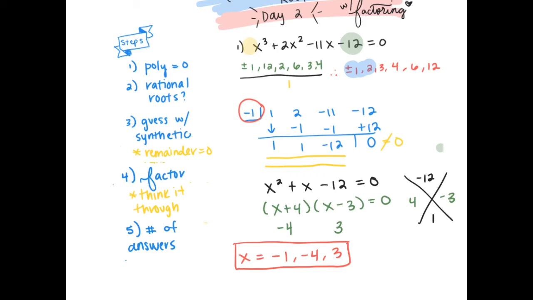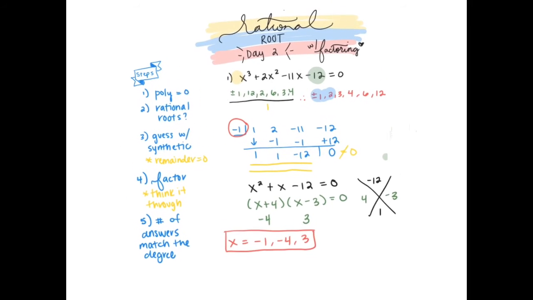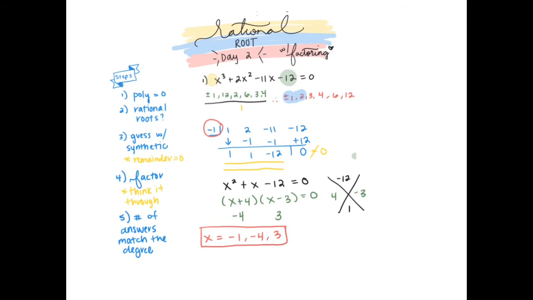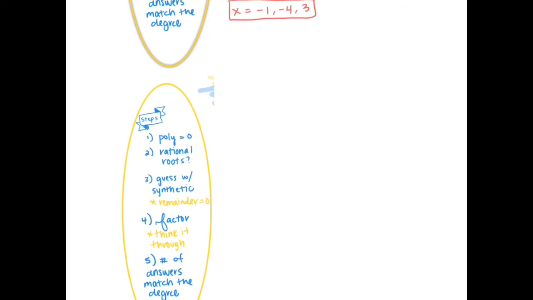So I'm going to take a look at that a couple more times, keeping these steps in mind. So we have our polynomial equals 0, determine your rational roots, guess which one is going to work, remember my promise, okay?